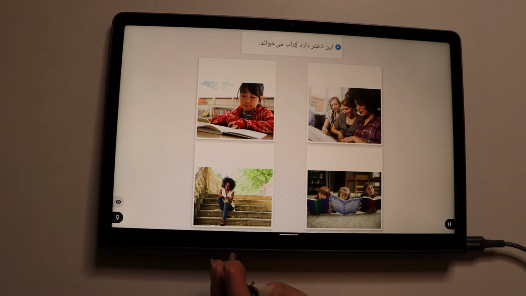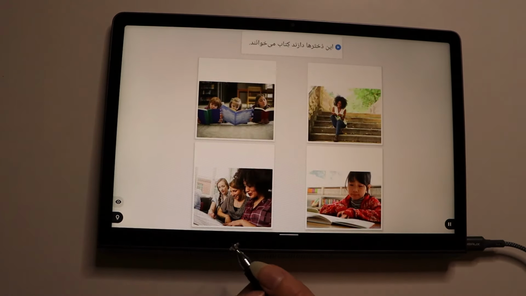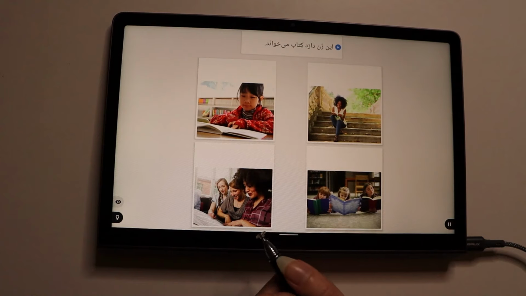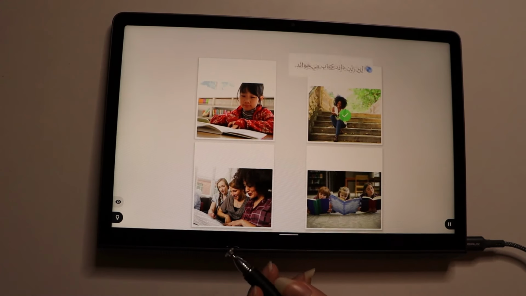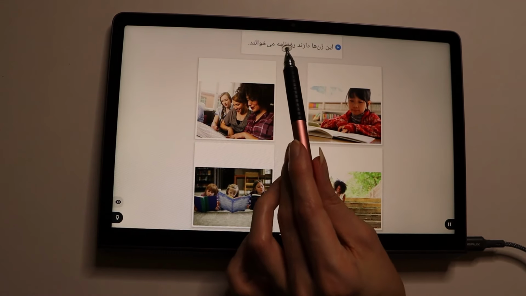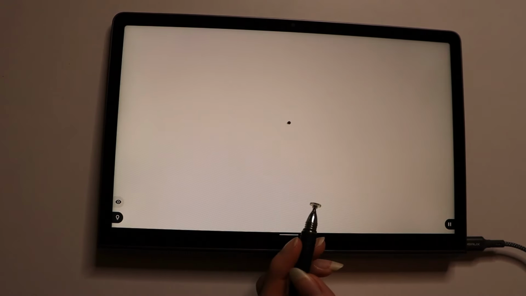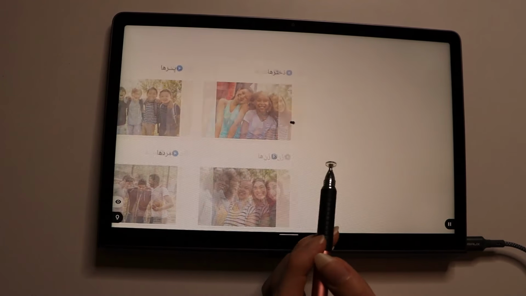این دختر دارد کتاب می‌خواند. A girl is reading a book. این دخترها دارند کتاب می‌خوانند. The girls are reading books. این زن دارد کتاب می‌خواند. The woman is reading a book. این زنها دارند روزنامه می‌خوانند. The women are reading a newspaper. پسرها، دخترها، مردها، زنها.